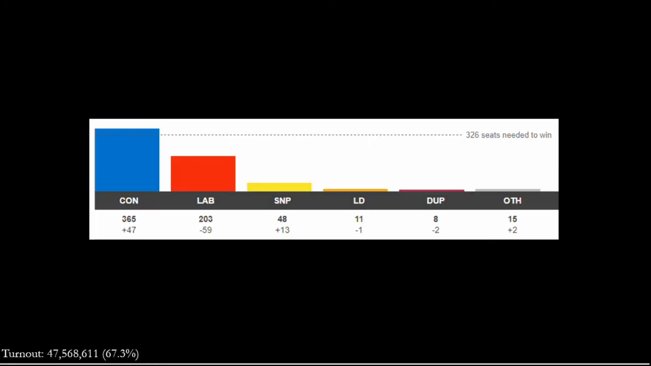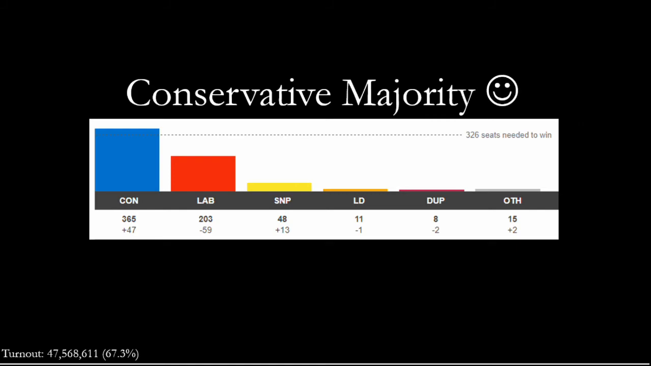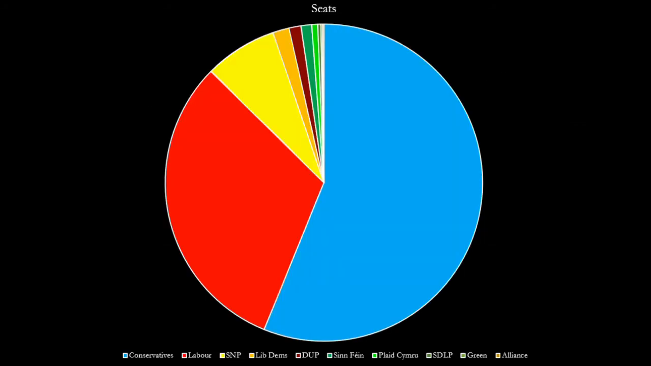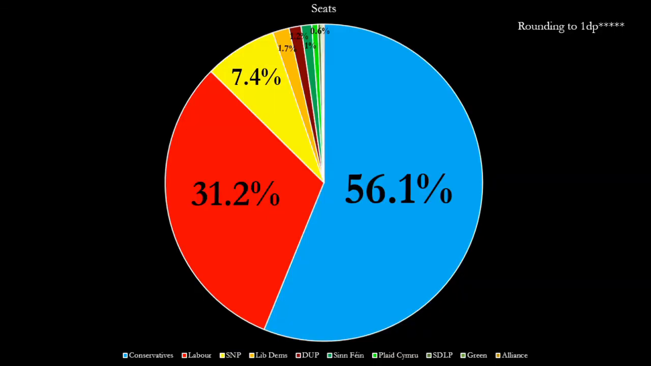So when it's like this, then it just went like this. It went like this, didn't it? Conservative majority. This is how the seats look for Parliament. The blue do be big. Look at that. The Conservatives have 56% of the seats.